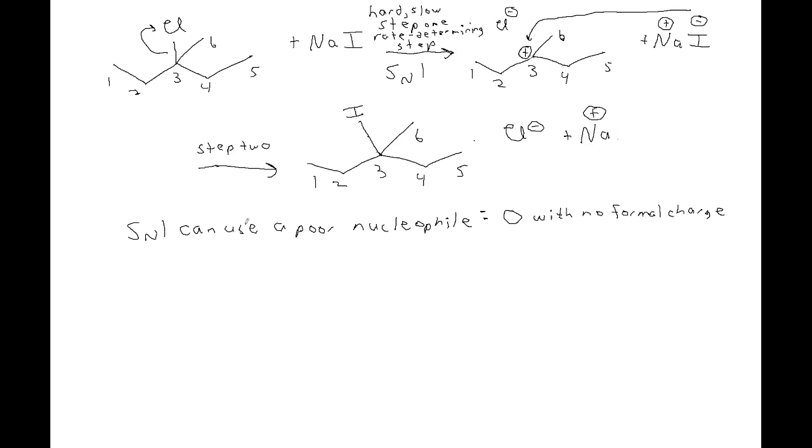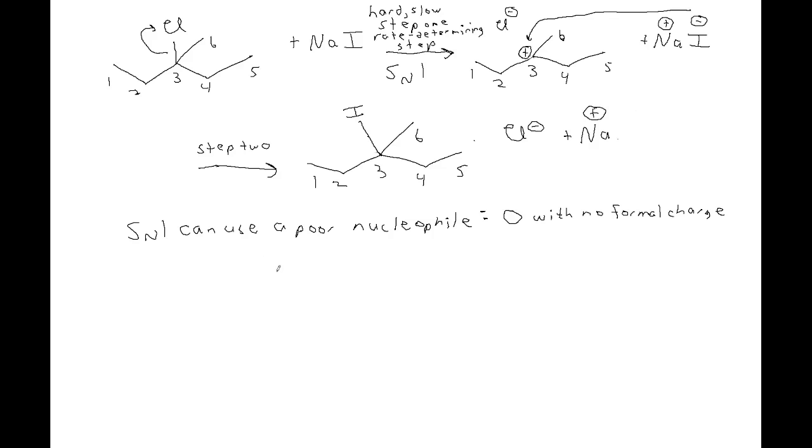Of course, SN1 could still use a good nucleophile too. So all of the nucleophiles that we've learned that work for SN2 also work for SN1, plus oxygen with no formal charge. So SN1 can use either a good or a poor nucleophile. But SN2 can only use a good nucleophile. All right, so that's one important idea.